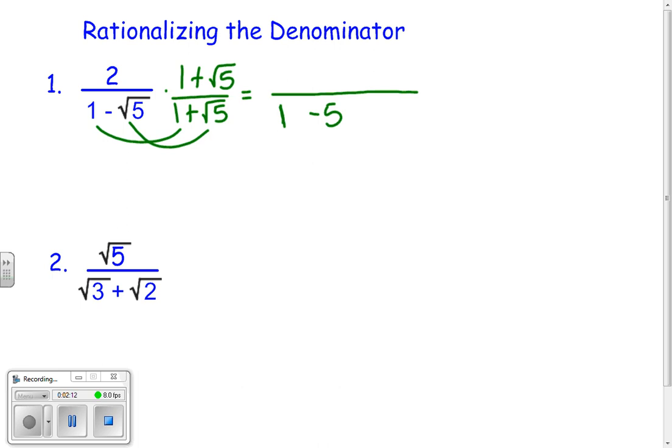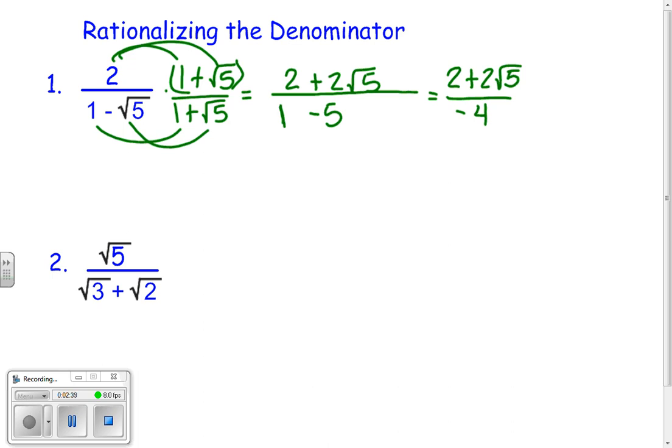In the top, you have to distribute. So I'm going to give this 2 to both the 1 and the √5. 2 times 1 is 2, and 2 times √5 is a +2√5. All you need to do is combine those things that are the same and then simplify or reduce. So what I end up with is a 2 plus 2√5 on the top and a -4 on the bottom.